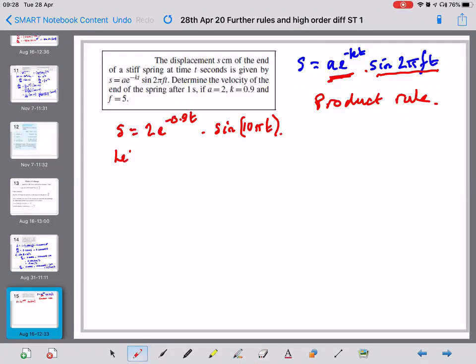Then we can let u equal e to the minus 0.9t. du by dt. Where did the 2 come from? In front of the e. That's in the question, it says I is equal to 2. Oh, yeah. I'm playing. So when we differentiate here, what happens?